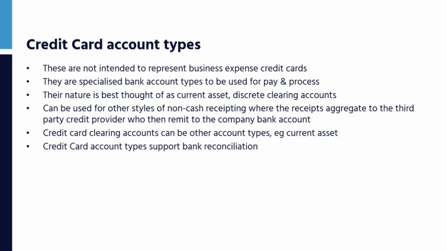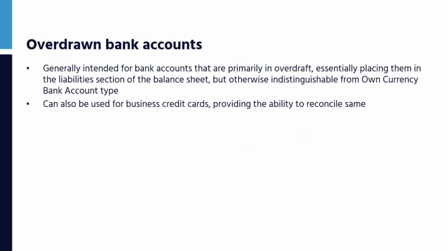You don't have to use them at all. So even if you are using pay and process and taking credit card payments, you can use another non-cash general ledger account for the clearing accounts. Essentially, it can be used for things like other buy now, pay later kind of cards as well. And as I mentioned, the bank rec is supported by the credit card accounts as well.